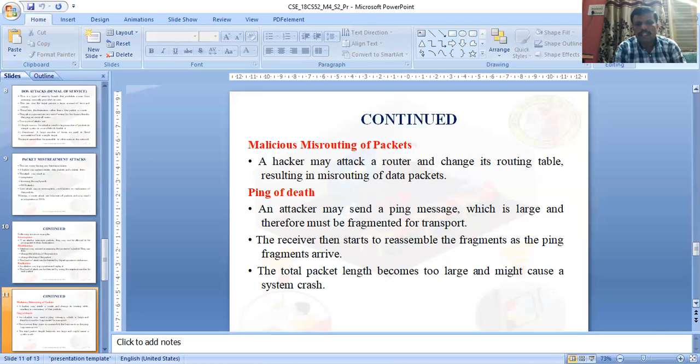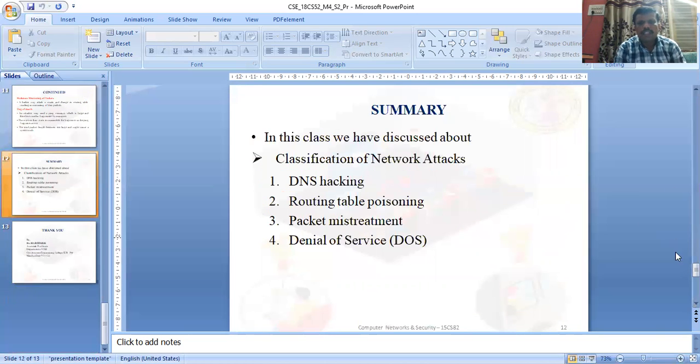In this class we have discussed the various classifications of attacks, DNS hacking, table poisoning by hackers, packet mistreatment and denial of service attacks that occur over communication networks.